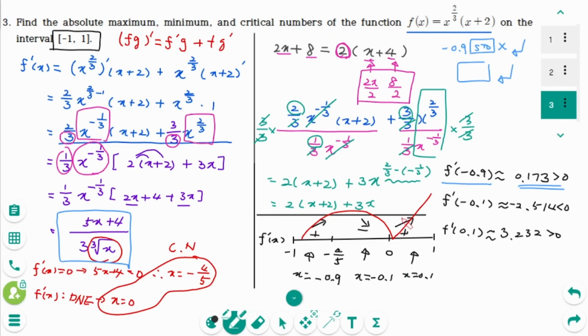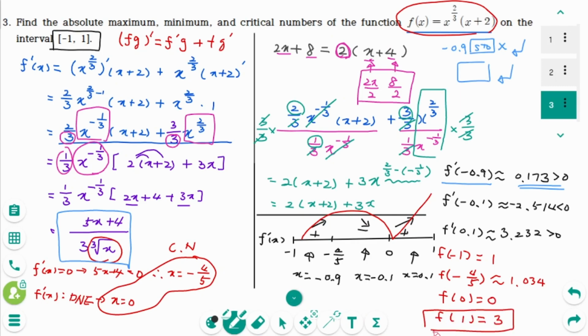Now use the store key again. F of minus 1 equals 1. F of minus 4 over 5 is rounded to 1.034. F of 0 equals 0. F of 1 equals 3. Then we identify the absolute maximum and absolute minimum.